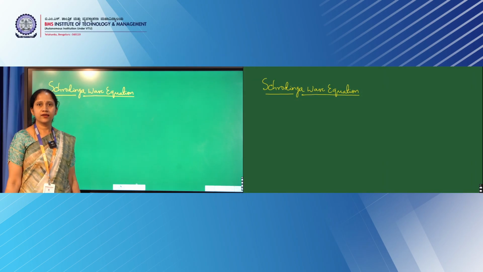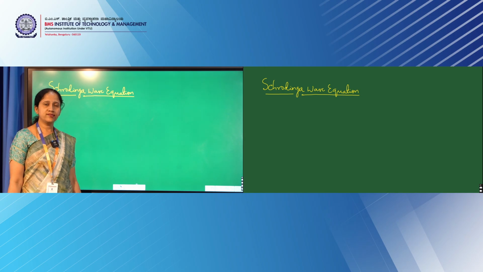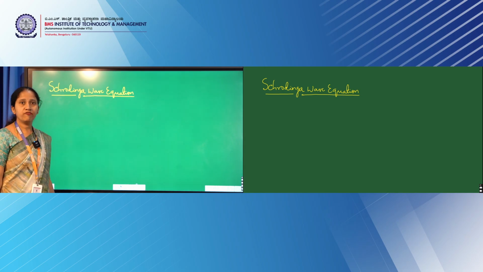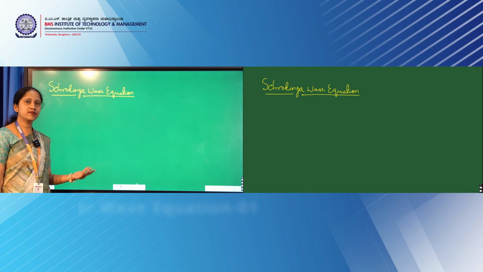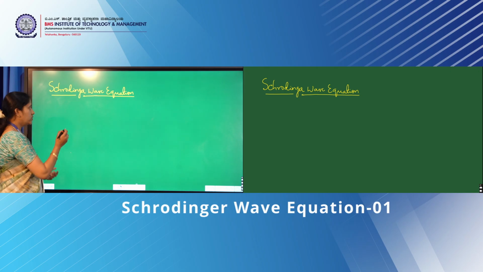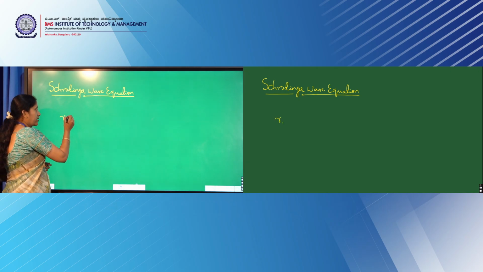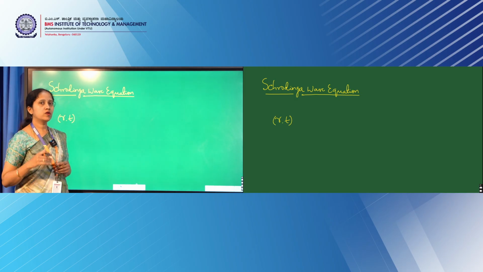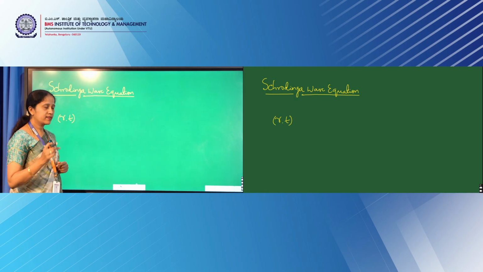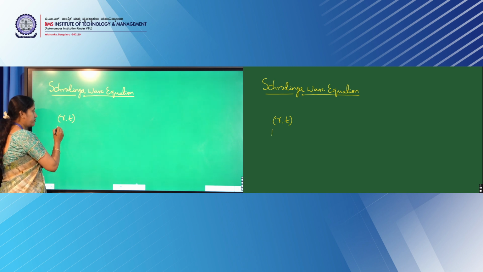Hello students, today you are going to understand about the Schrödinger's wave equation. Schrödinger wave equation describes completely the physical system with respect to space variable r and time. These wave equations also describe completely the behavior of matter wave.